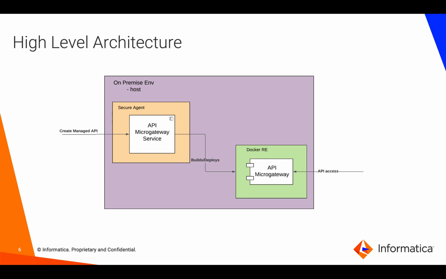On a high level, the different components involved in the API Microgateway are as follows. You have an API Microgateway service in the secure agent, which exposes REST endpoints to create those managed APIs. Once the APIs have been created, you can build and deploy, which creates an immutable API Microgateway image in Docker. This gets booted up as an API Microgateway container, which exposes the API access endpoints. The API Microgateway app internalizes all the access policies and authentication enforcements, and then forwards the request to the backend endpoint or the CI endpoint.